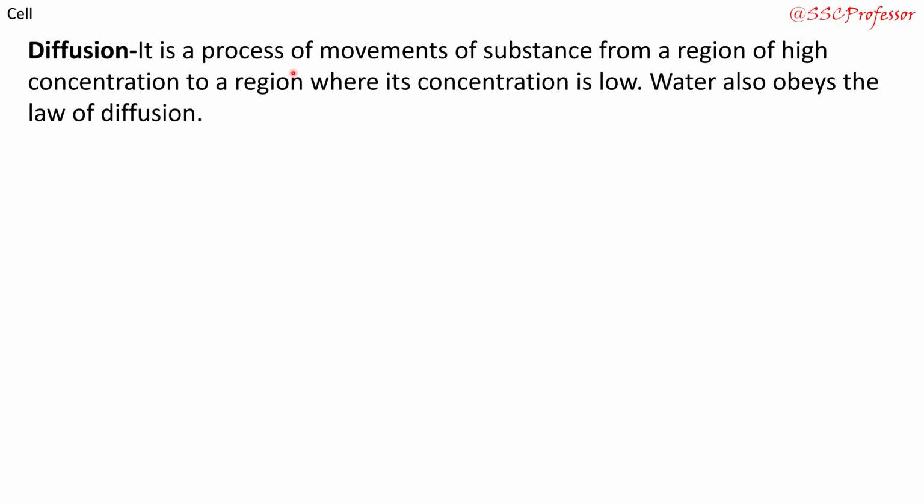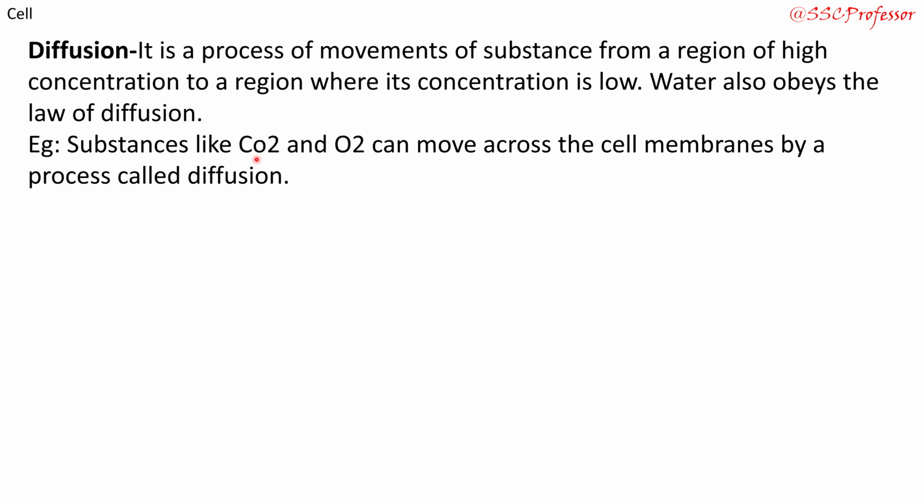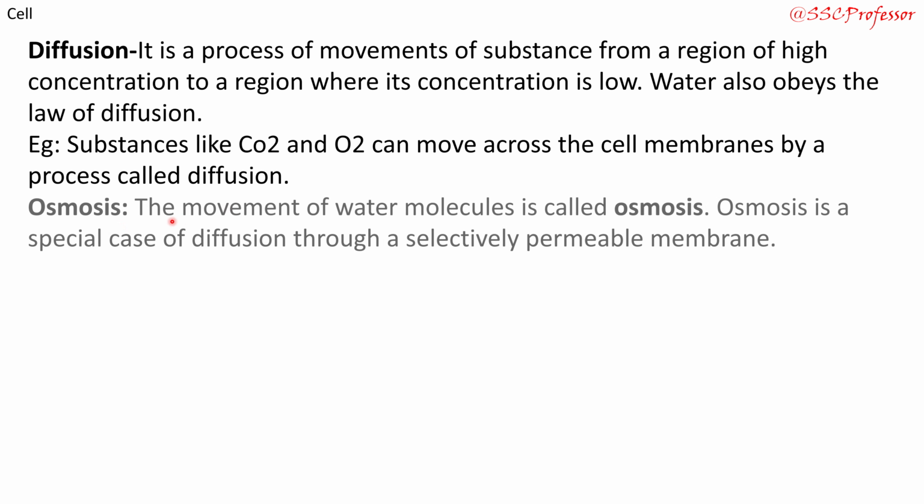Diffusion, it is a process of movement of substance from a region of high concentration to a region where its concentration is low. Water also obeys the law of diffusion. Example, substances like CO2 and O2 can move across the cell membranes by a process called diffusion. Osmosis, the movement of water molecules is called osmosis. Osmosis is a special case of diffusion through a selectively permeable membrane.